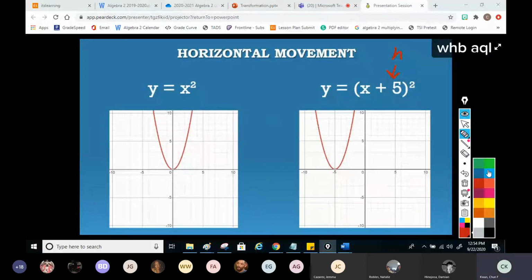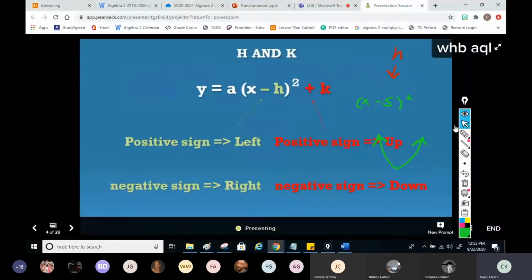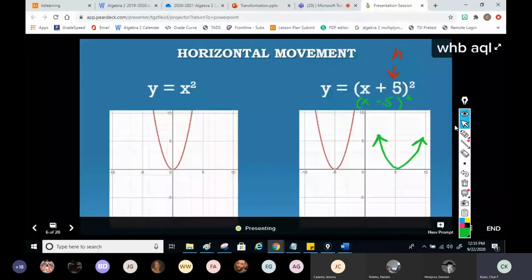And what if that is a negative? What if this is x minus 5 and then square? If this is a minus, then the graph is going to shift 5 units to the right, okay? So pay a lot of attention at the positive and the negative. If you forget about it, just go back and take a look at this, okay? Right here, this is super important. Everything is based off of this, okay? So that's for the horizontal movement.